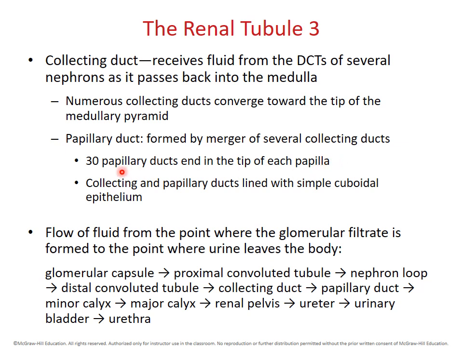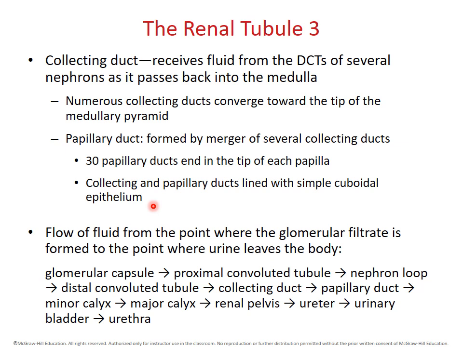So once the filtrate has flowed all the way through the collecting ducts, there's a little more processing that takes place on the way, but then when it finally leaks out of the end of a papillary duct in the tip of a papilla, at that point it is final urine, which then needs to be, of course, excreted from the body. The collecting ducts and papillary ducts, again, are lined with simple cuboidal epithelium without microvilli.